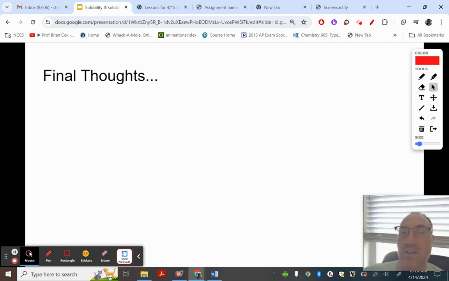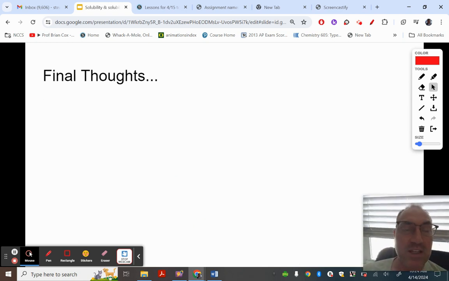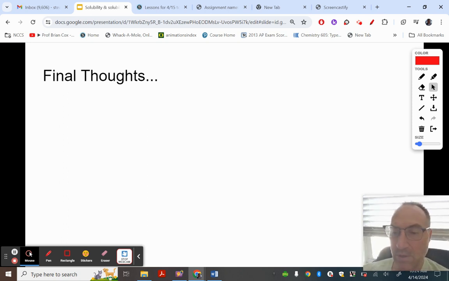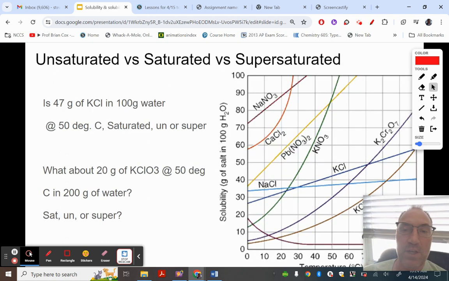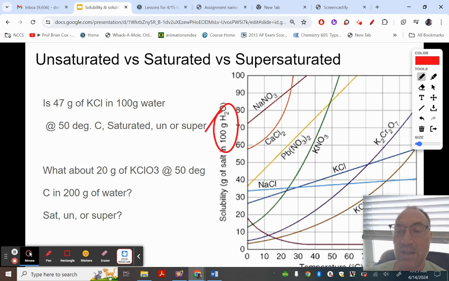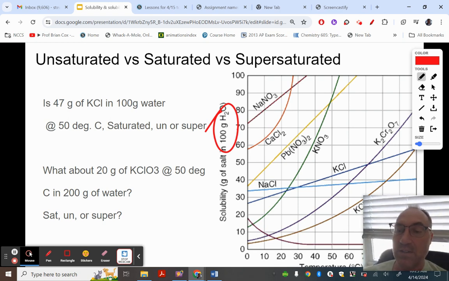Okay, so final thoughts. It's really about reading graphs and understanding the limits. If you're saturated, you're on the line. If you're unsaturated, that means you're below the line. And if you're supersaturated, that means you're holding too much. If by chance you forget, it's always per 100 grams of water. If they double or triple the water, you can double or triple the amounts on the lines. And that's pretty much how you read solubility curves.